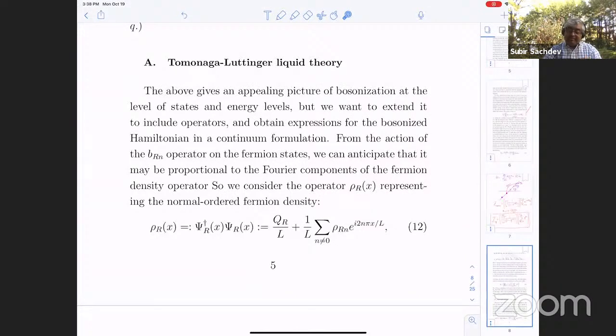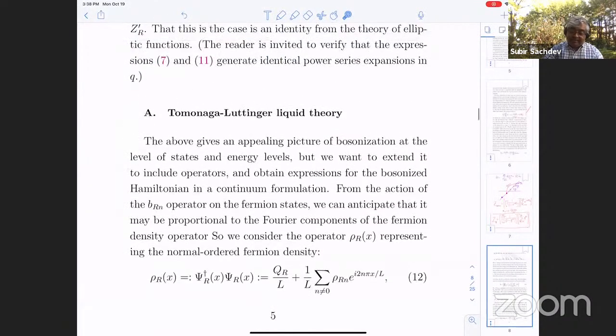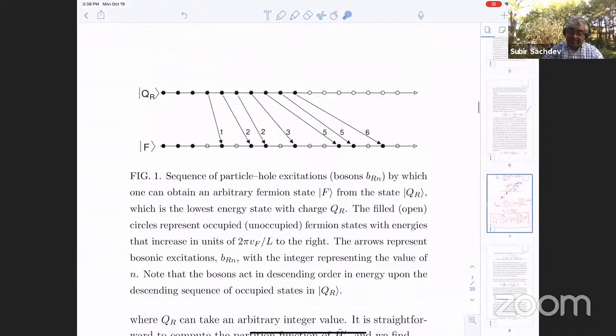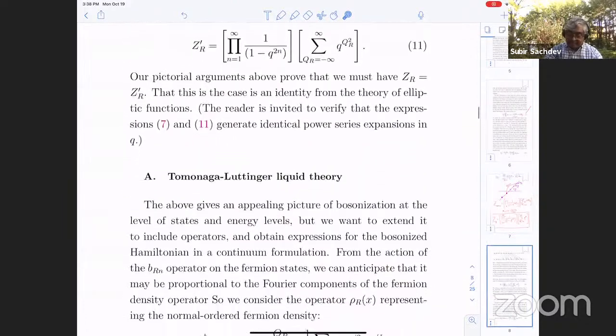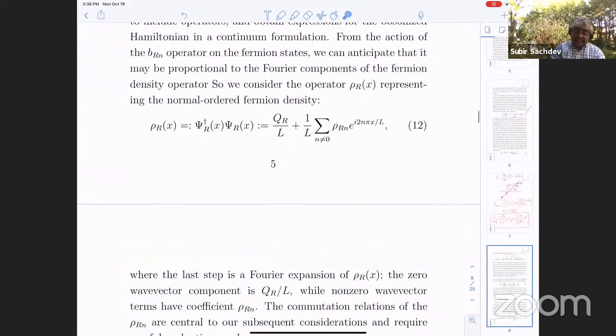So the main thing we've seen here is that we can think of an excitation, a particle-hole excitation that moves a fermion from here to there, as a boson. Now that operator is basically what appears as Fourier components of the density operator. So for example, if I take the density of right movers, this is again the normal ordered density on a system of size L, it's the total fermion number relative to the ground state divided by L plus the Fourier components. There is no zero here because the zero is included in this Q sub R.